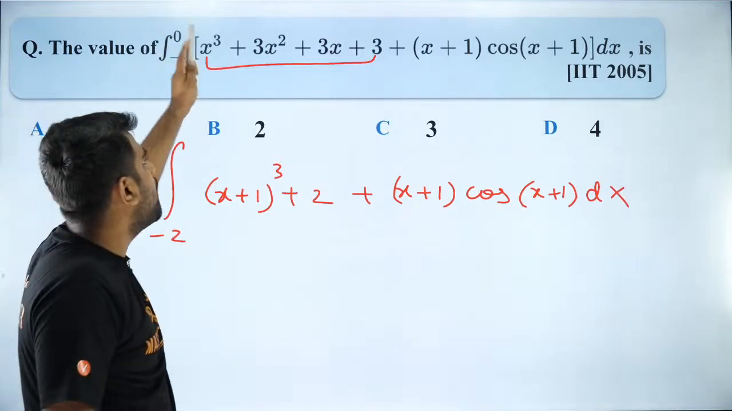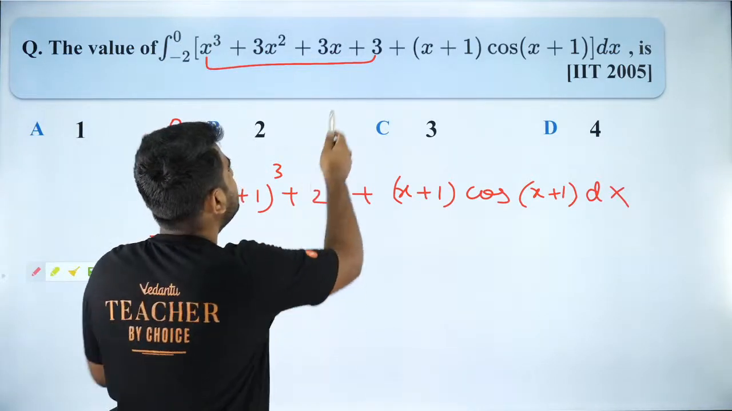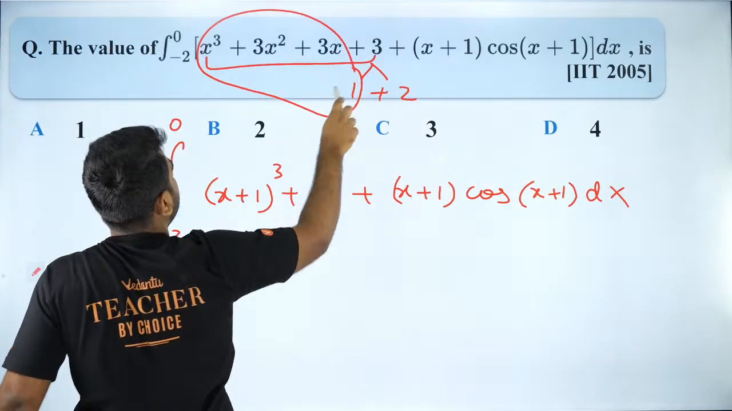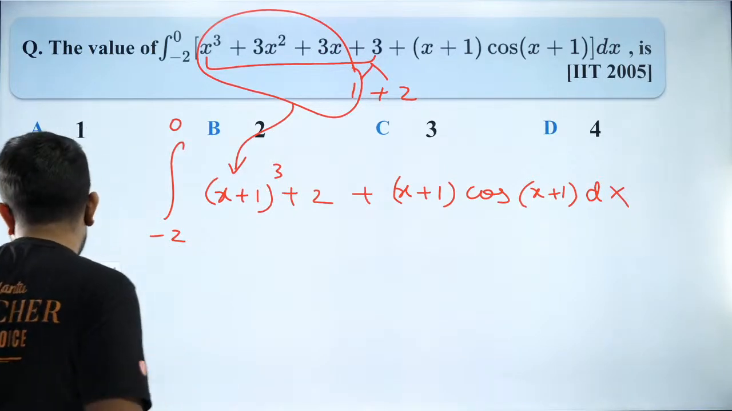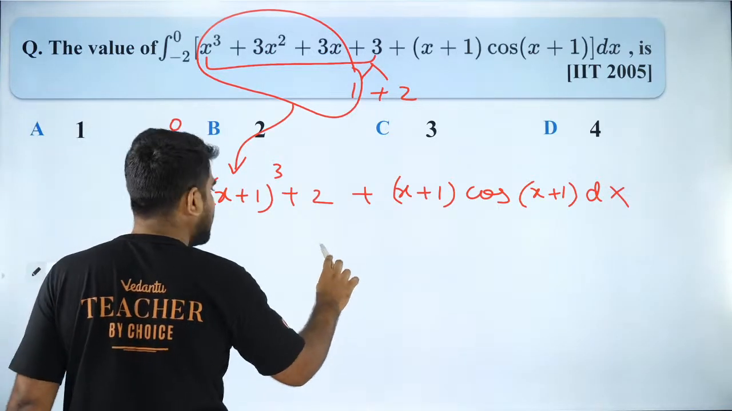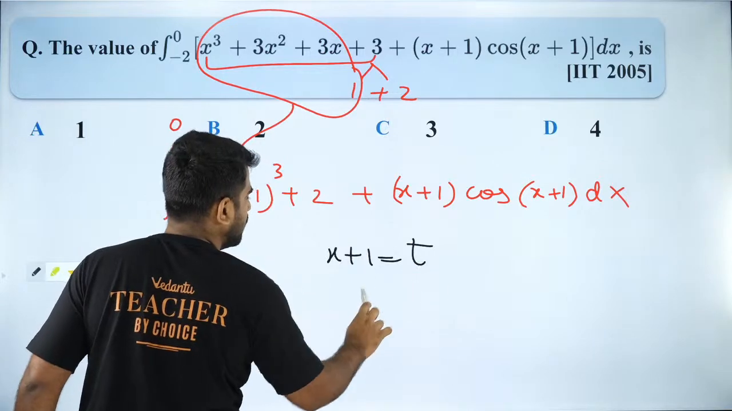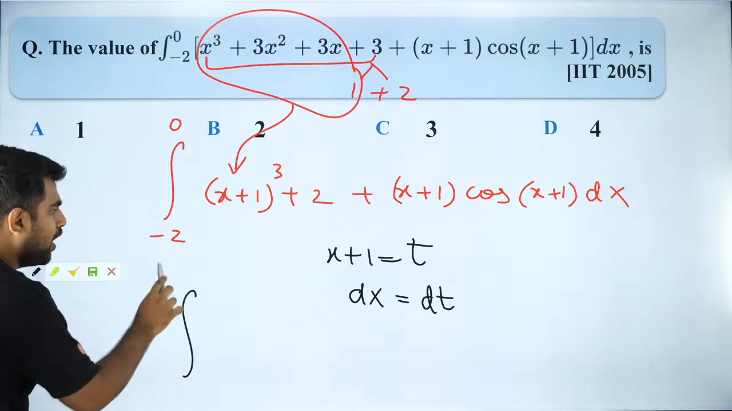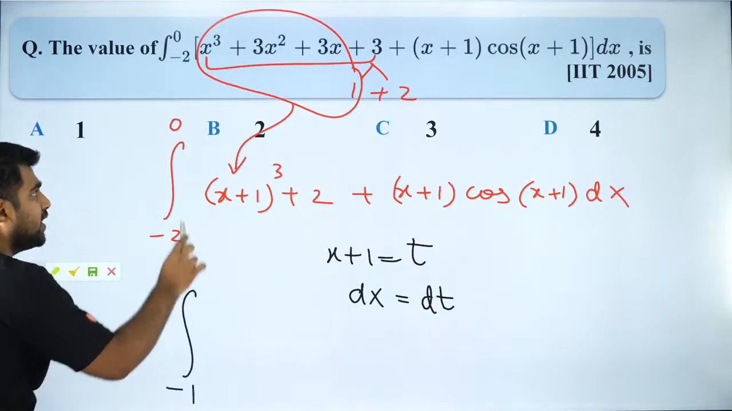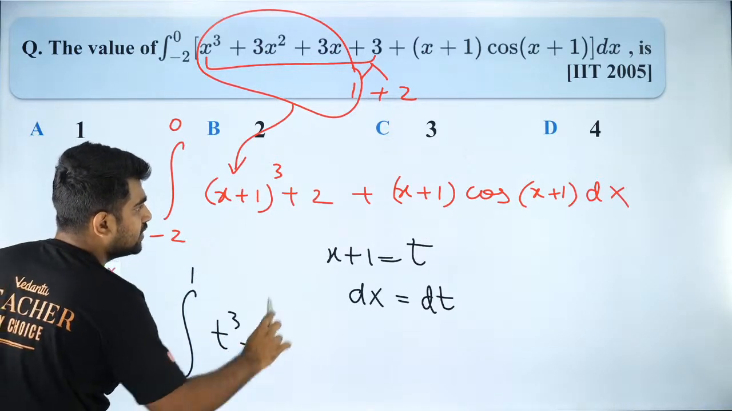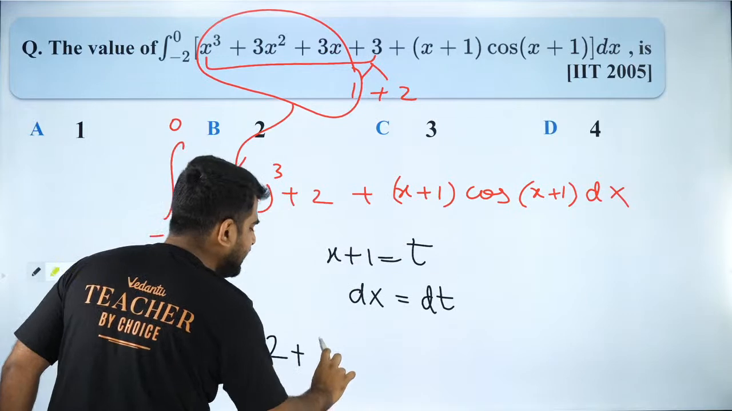So we have x cube plus 3x square plus 3x. This 3 I will write as 1 plus 2. So now if I combine these things, you will get x plus 1 whole cube. Don't you guys agree? So that is exactly what I've done. Now why did I do that? Because I can take x plus 1 as t. So that means dx is equal to dt. Now if I take x plus 1 as t, minus 2 plus 1 is minus 1, and 0 plus 1 is 1. This will be t cube plus 2 plus t cos t.